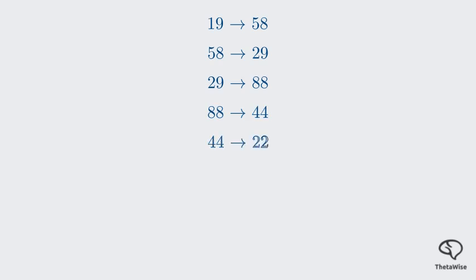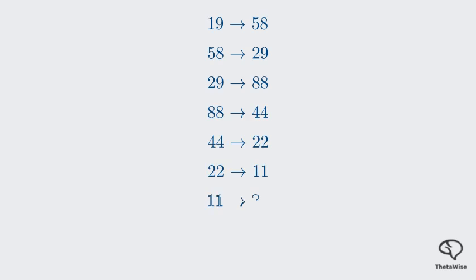Let's walk through it, starting with 19. It's odd, so 3 times 19 plus 1 equals 58. 58 is even. 58 divided by 2 is 29. 29 is odd. 3 times 29 plus 1 equals 88. 88 is even. 88 divided by 2 is 44. 44 is even. 44 divided by 2 is 22. 22 is even. 22 divided by 2 is 11.